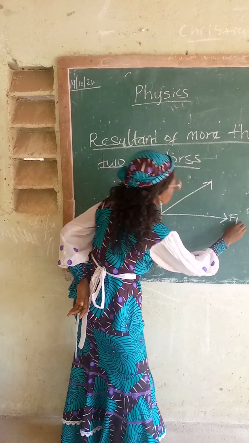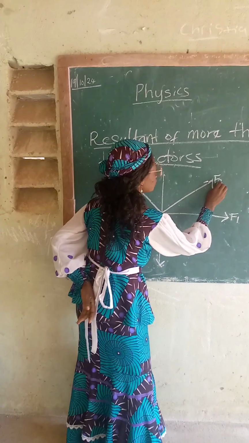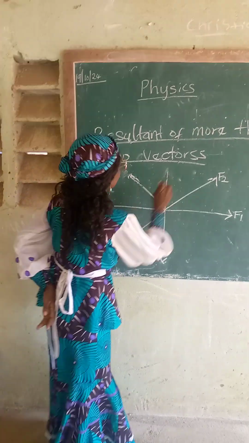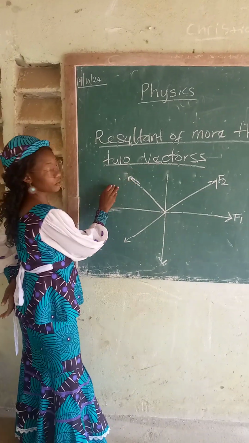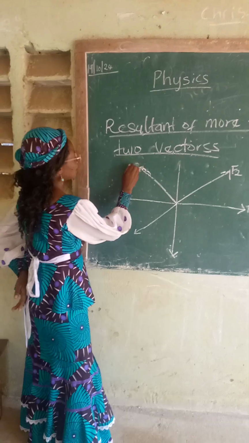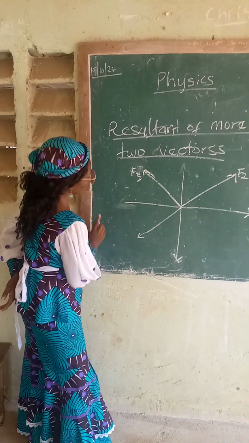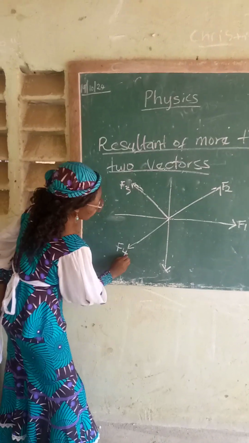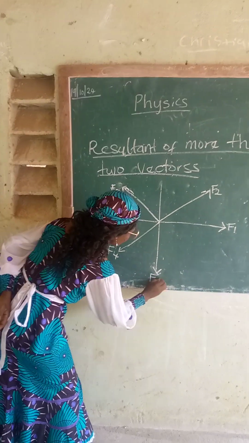Let's call this one F1. Let's call this one F2. This one is not a vector. The ones with arrowhead are the vector. So we have, let's call this F3. This is not a vector. Let's call this F4. And finally we have the F5.